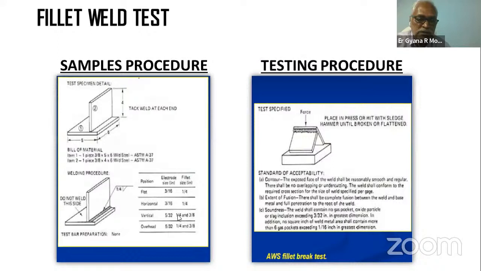Then electrode, what is the size of the electrode that has been used? What is the fillet size? Everything has to be mentioned. And accordingly, we make the specimen, we hammer and break the specimen in this condition. And then we see the soundness of the weld, we see the extent of the fusion, we see the contours, and that qualifies the weld.